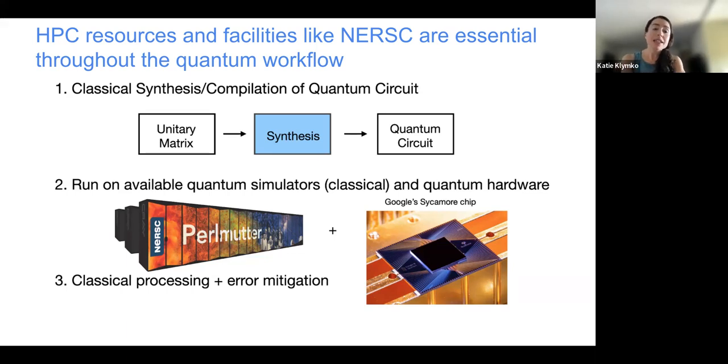Running classical versions of what you expect from your quantum simulation is something that people do right now. So you have some expectation for how it's going to run on your quantum hardware, and then doing some sort of post-processing is also probably going to require a lot of classical resources. So even with fault-tolerant hardware, we expect there to be lots of classical steps in the quantum workflow.